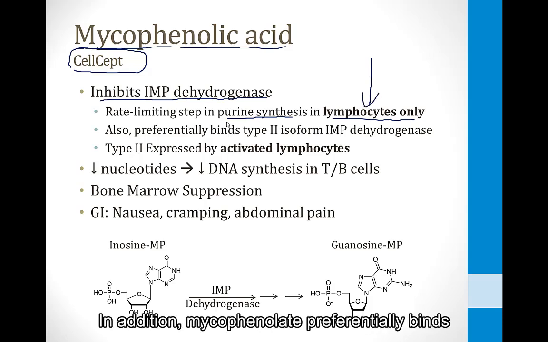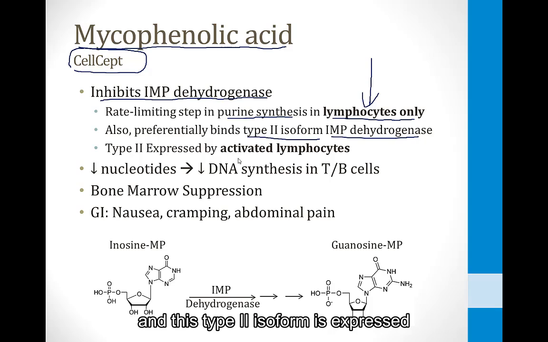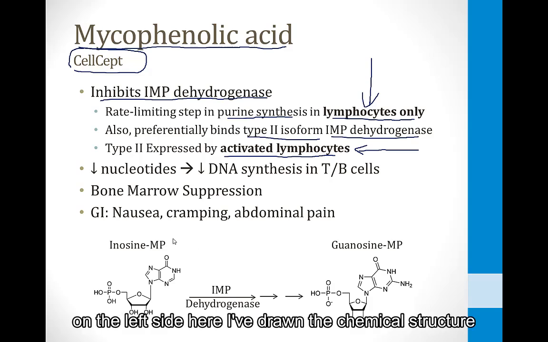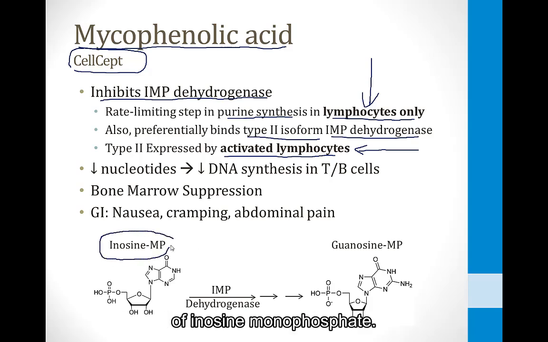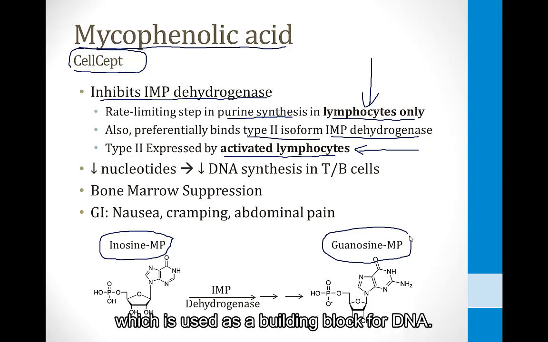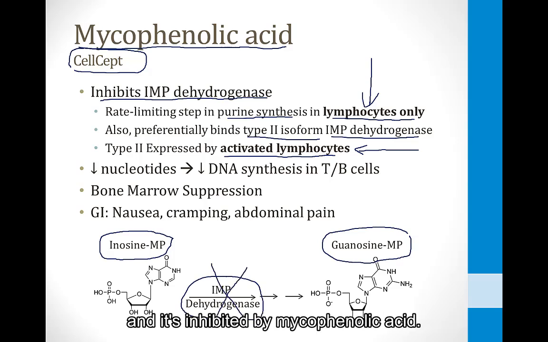In addition, mycophenolate preferentially binds the type 2 isoform of IMP dehydrogenase, and this type 2 isoform is expressed by activated lymphocytes. This also makes it very effective at selective immune system suppression. If you look down at the bottom of the screen on the left side here, I've drawn the chemical structure of inosine monophosphate. Through a series of steps, it is converted into guanosine monophosphate, which is used as a building block for DNA. IMP dehydrogenase is a key enzyme in this pathway, and it's inhibited by mycophenolic acid.